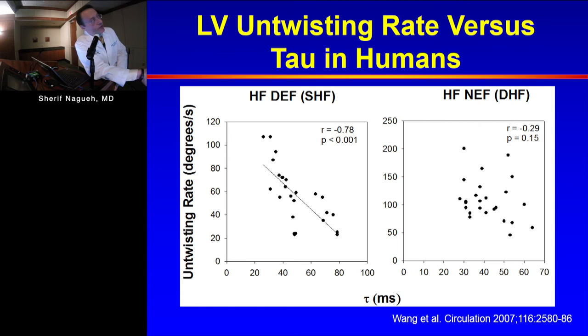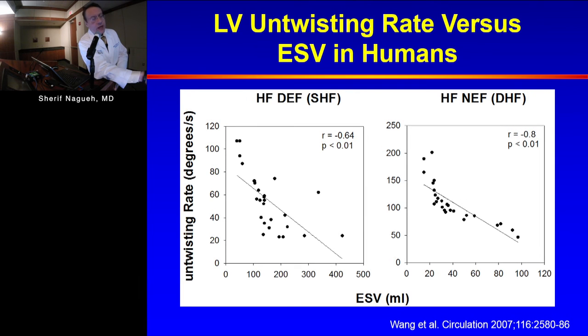More interesting is the relation here. So if we speak about the untwisting rate as a parameter of relaxation, it should relate inversely with the time constant. And yes, it relates inversely in depressed EF. But in normal EF, you see a scatter plot with no relation. This was shown in patients. This was shown in animals by several investigators likewise.